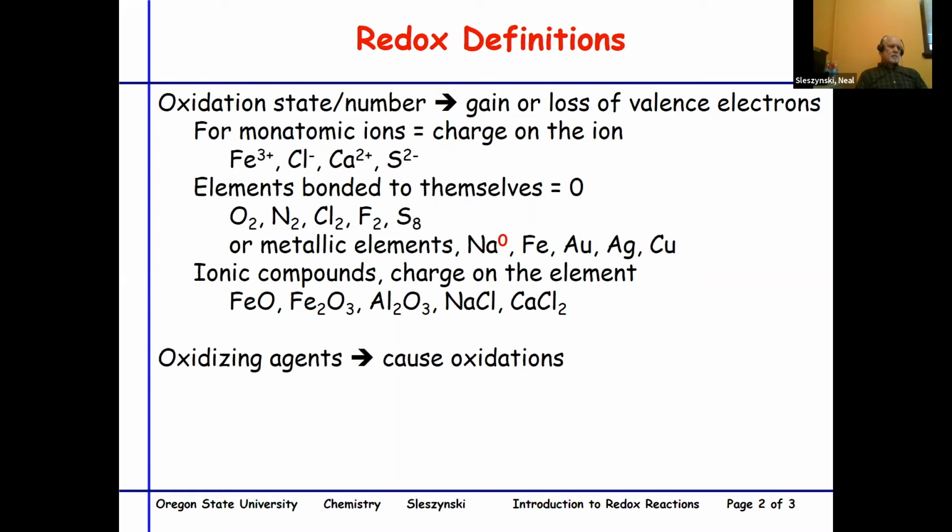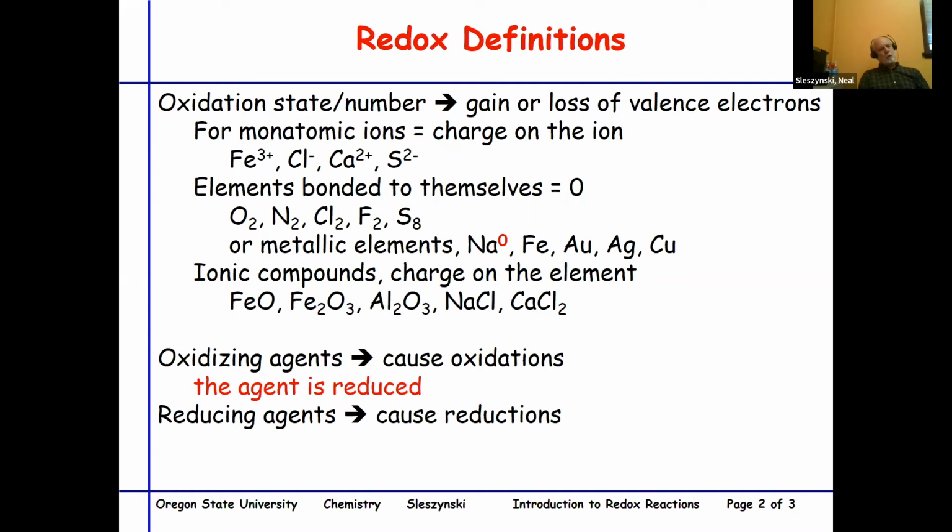We often talk about oxidizing agents, which are reactants which cause materials to be oxidized. When we take a look at oxidizing agents, we will find that the agent itself is reduced, accepting electrons from the material being oxidized. Similarly, we'll talk about reducing agents, materials that cause something to be reduced. If the material is being reduced, if it's accepting electrons, then the agent itself must be giving up the electrons, and our reducing agent is being oxidized.